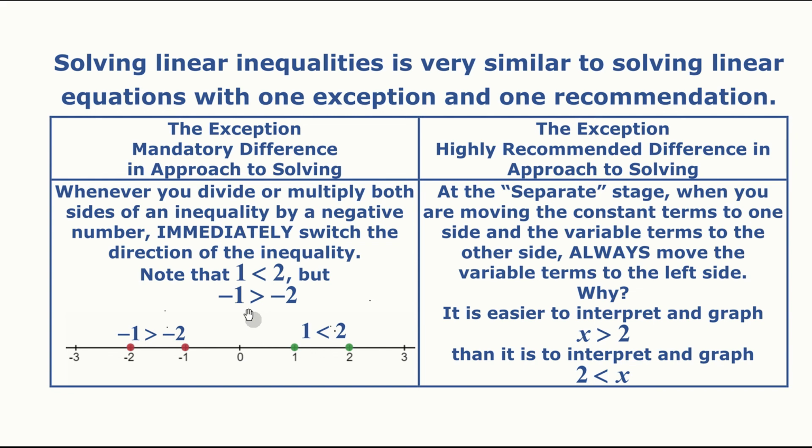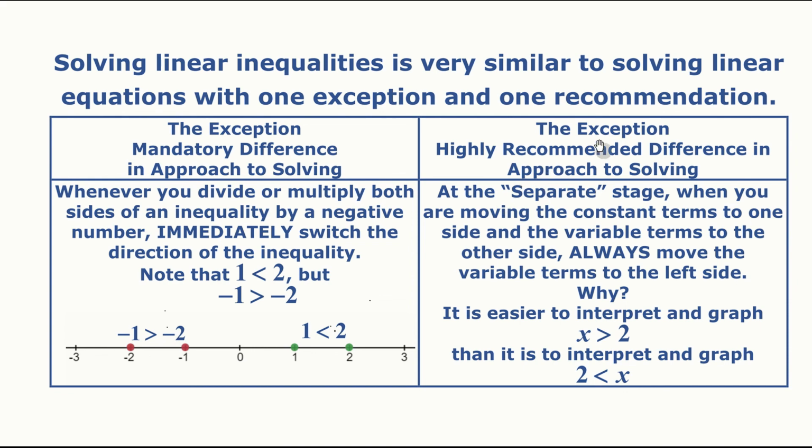Why is that? Because see, 1 is less than 2, isn't it? But if you look at negative 1, it is not less than negative 2. Negative 1 is actually greater than negative 2. Why? Because negative 1 is on the right of negative 2. You see that? But 1 is definitely less than 2. So when you multiply by negative, things get interesting.